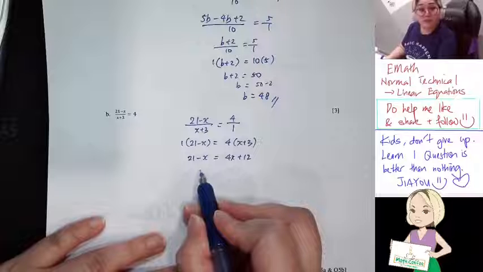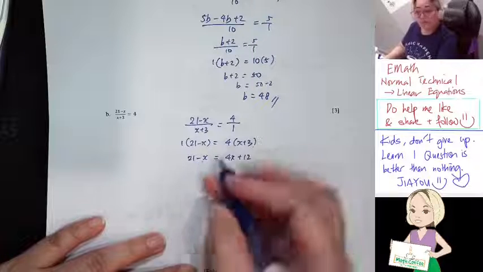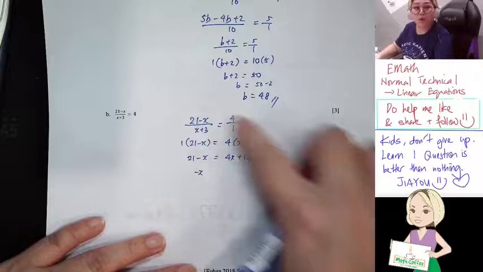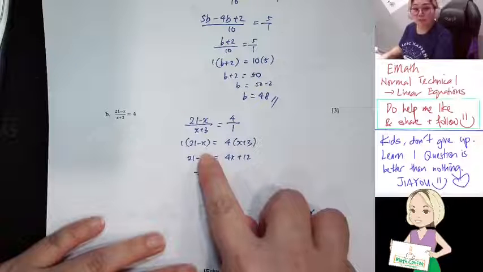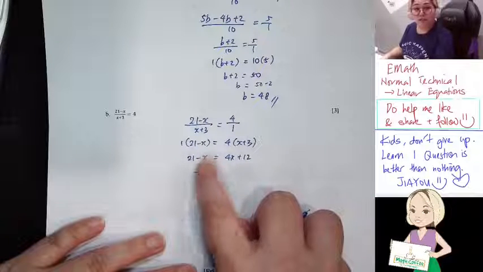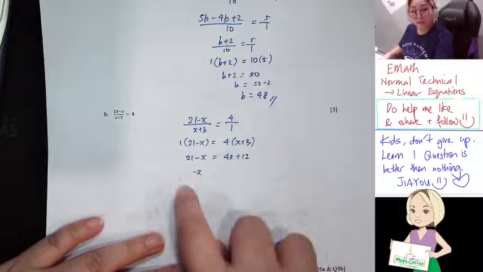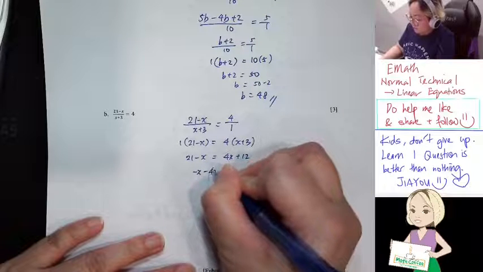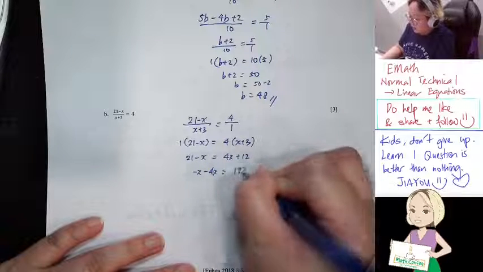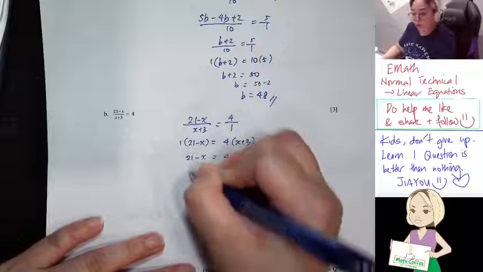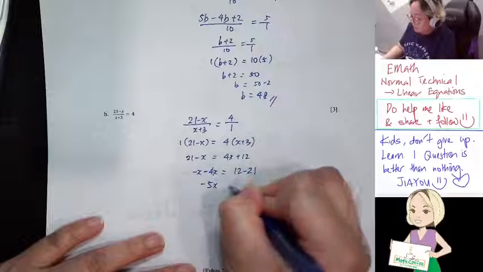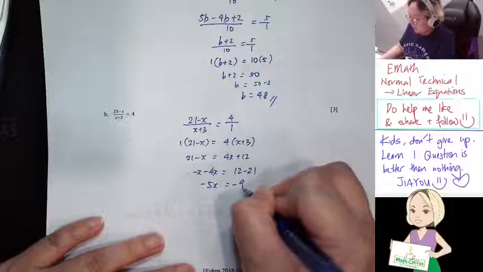So this one be careful. Do you notice this is negative x? So take note, it's negative x. A lot of students, when they bring the 21 over, the minus disappear. So please make sure that negative x remain as negative x here. Then this 4x bring over become minus 4x. So 12 remain. I'm going to bring the positive 21 over, become minus 21. So I have minus 5x equals to minus 9.